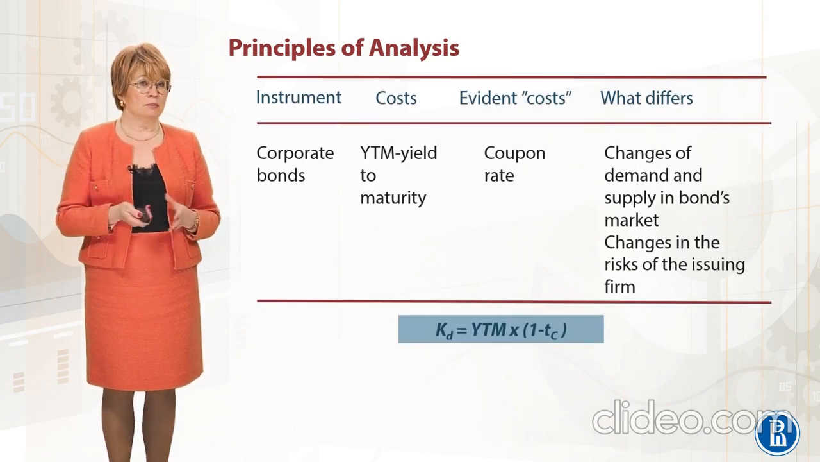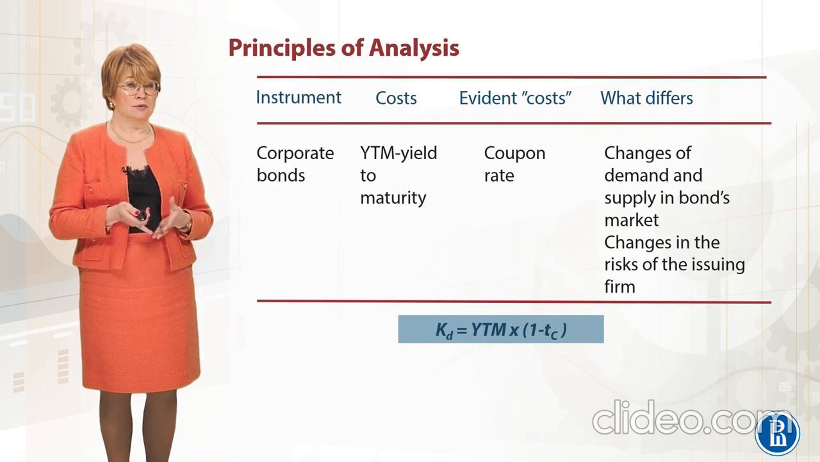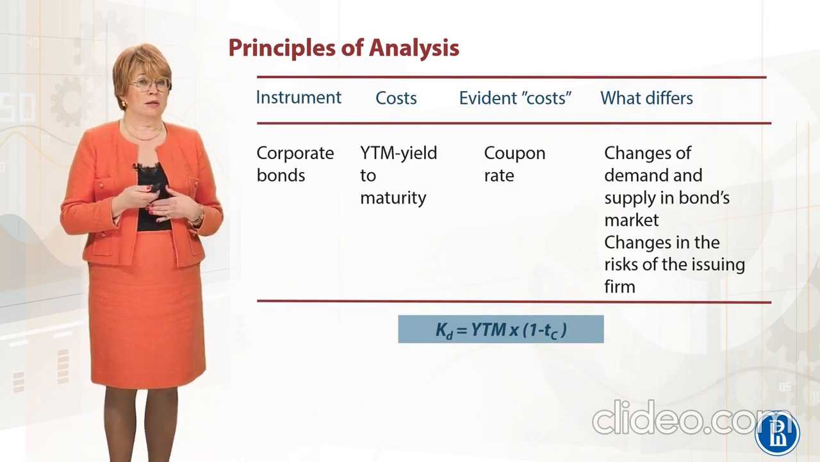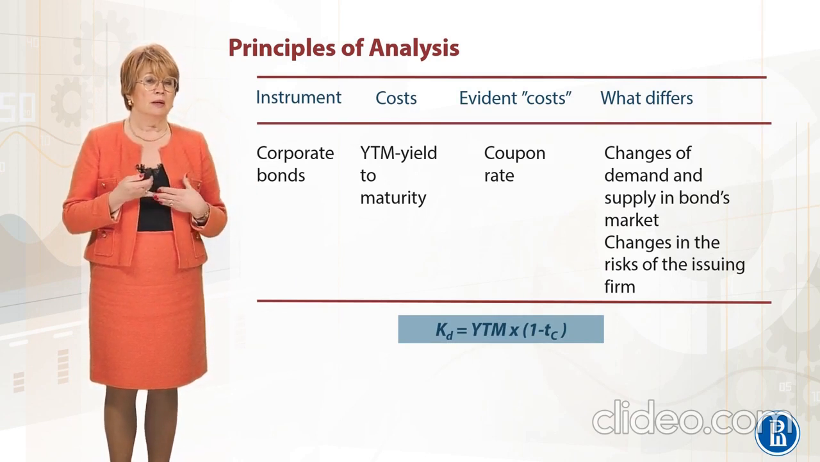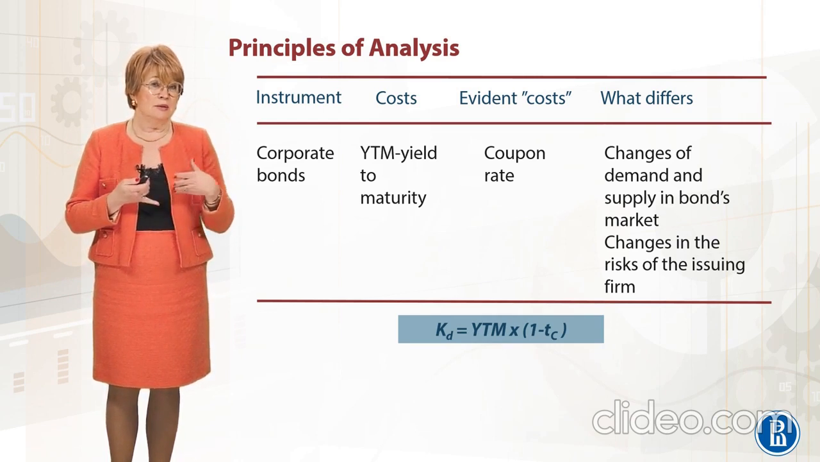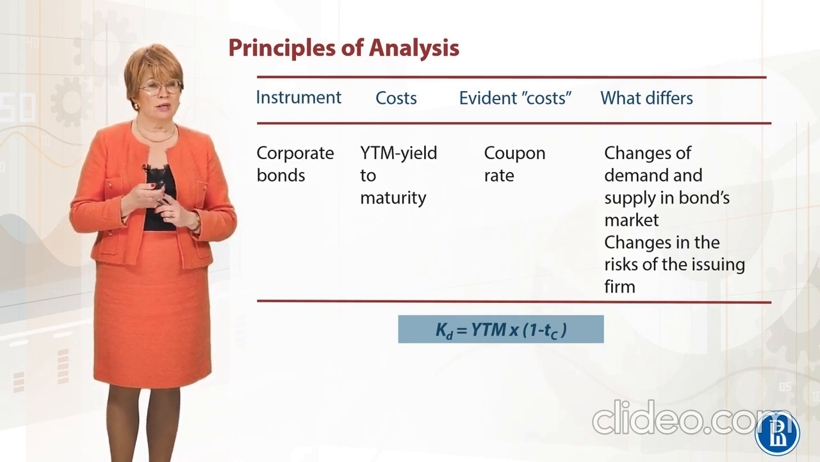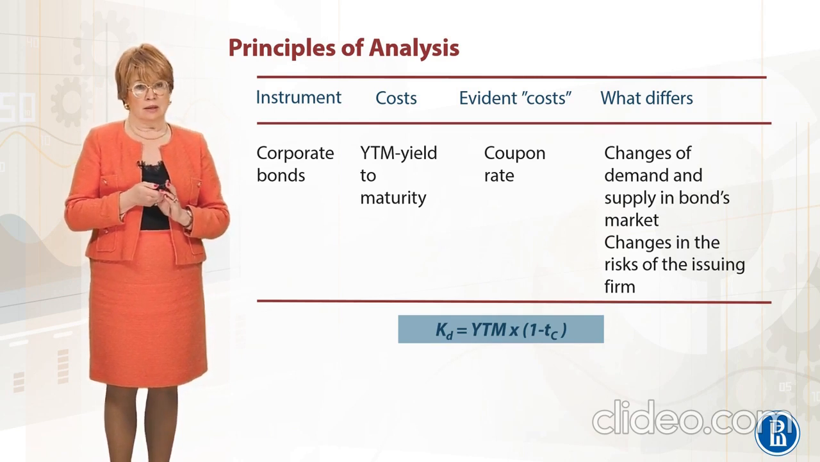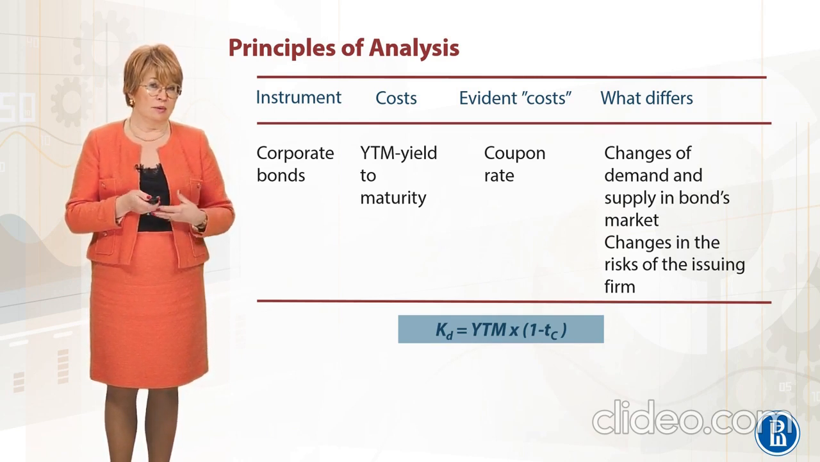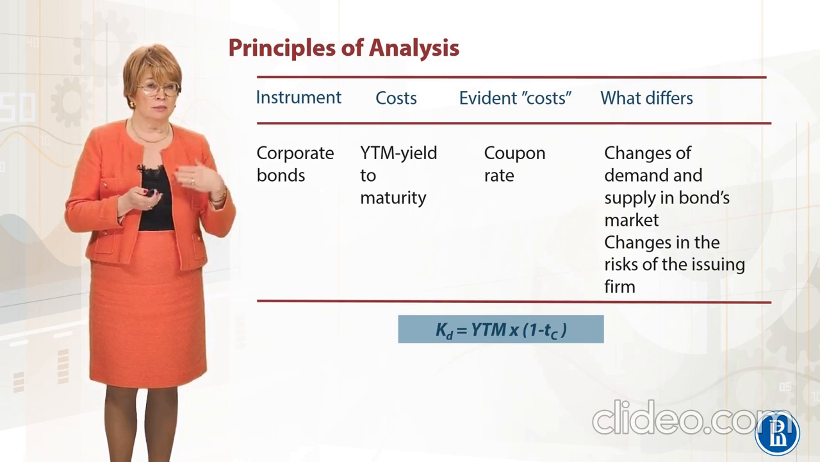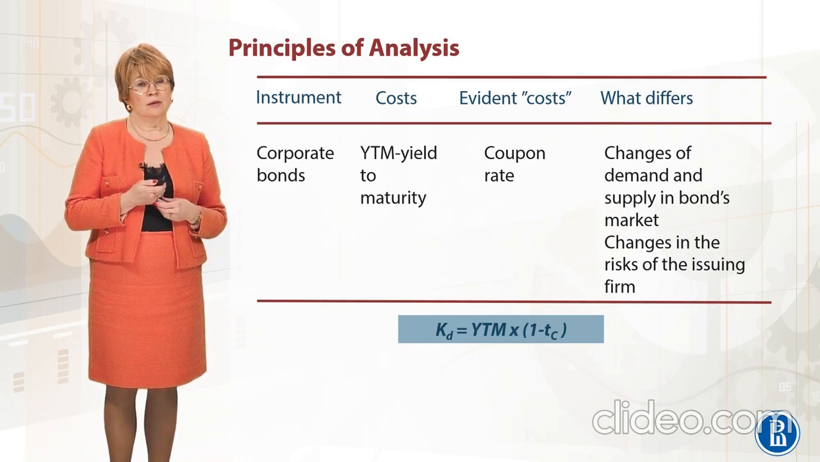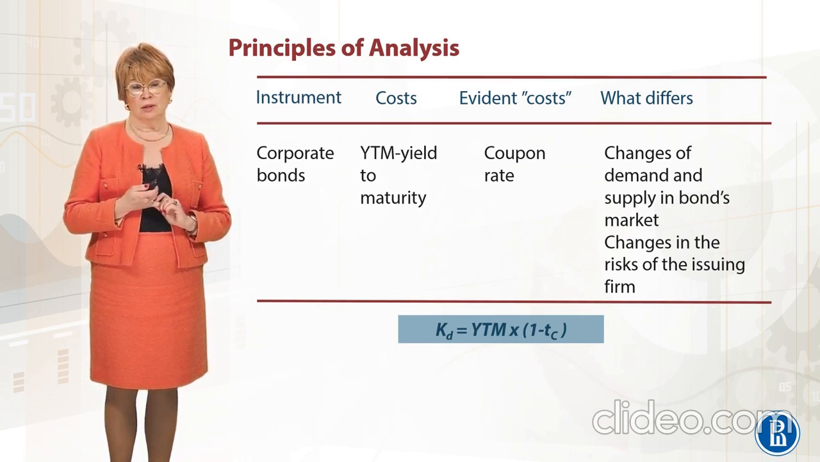If the company has corporate bonds outstanding, then the analysis is really very simple, because the corporate bonds are traded and the changes in market prices of bonds influence the yield to maturity. And then the yield to maturity is the true cost of debt for that particular company. But again, we need to remember this: we need to escape the desire to use the so-called evident costs, or the coupon rate, which is fixed and stated in the prospectus for the corporate bond issue when it was made on the market.